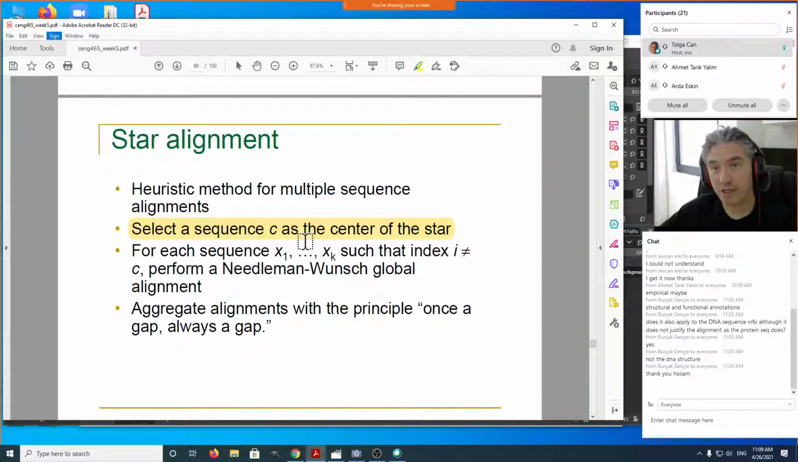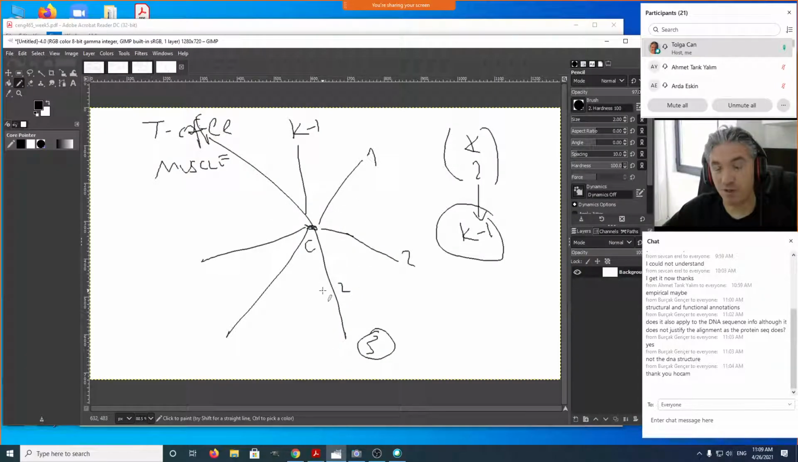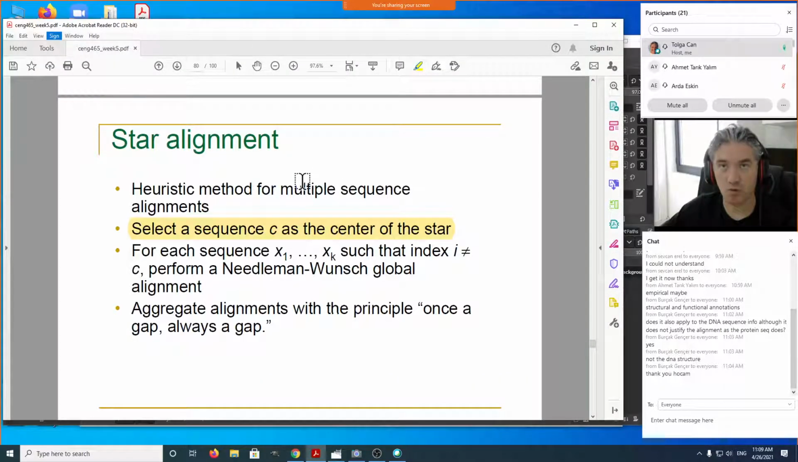Choose the sequence which is most similar to the rest, because since we are going to be using the pairwise alignments only to that one, in order to reduce the potential errors, C should be as similar as possible to all of these sequences. Then these pairwise alignments that we are using will contain fewer errors. So the idea is to choose C in such a way that it's most similar to the rest of the sequences. And how do we do that? We do it like this.